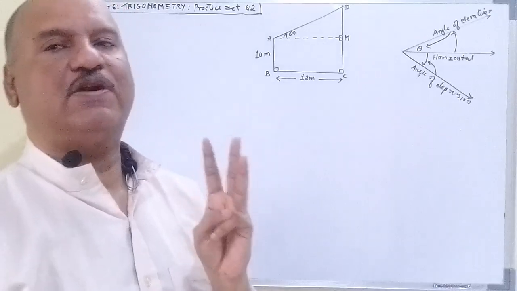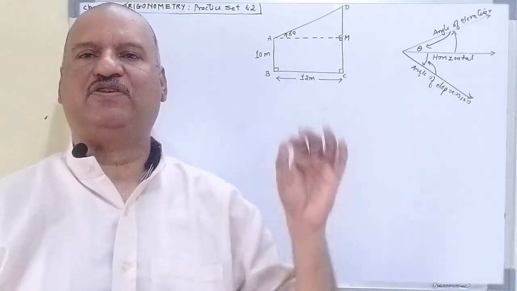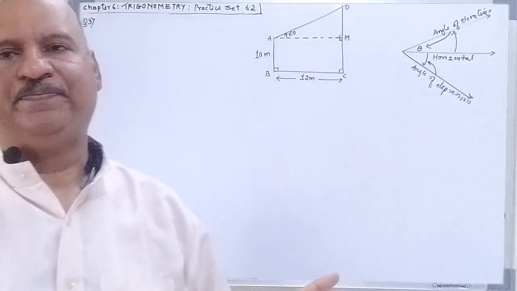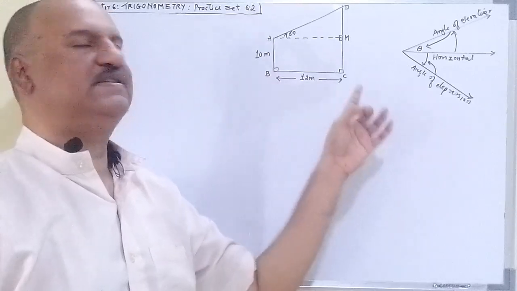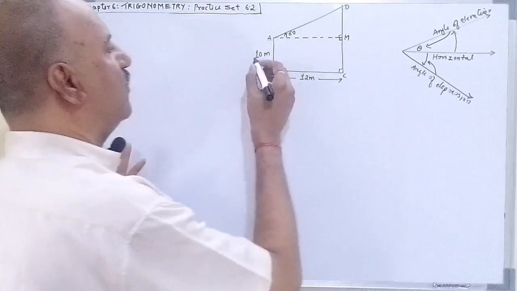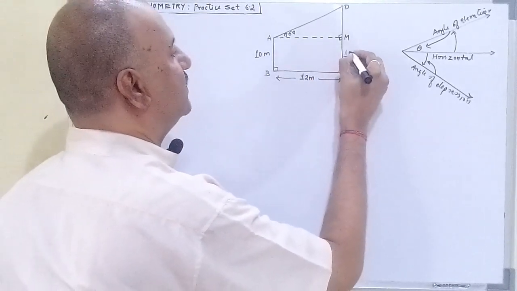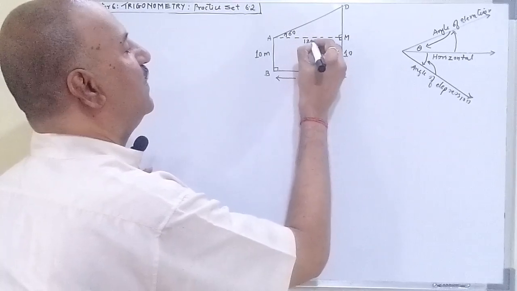If 3 angles of a quadrilateral are 90, the fourth angle automatically is going to be 90 because the sum of the angles of a quadrilateral is 360. तो ये भी 90 हो जाएगा. तो ये क्या होगा? Quadrilateral ABCM becomes a rectangle. अपोजिट साइड्स ऑफ रेक्टेंगल कौन है? तो ये है आपका 10 मीटर, ये भी 10 मीटर होगा. ये 12 है, ये भी 12 मीटर होगा.